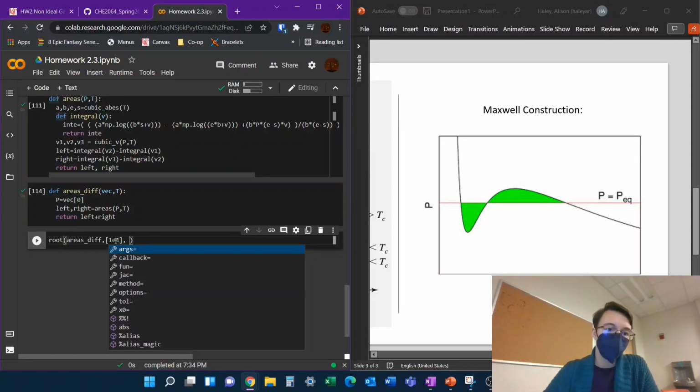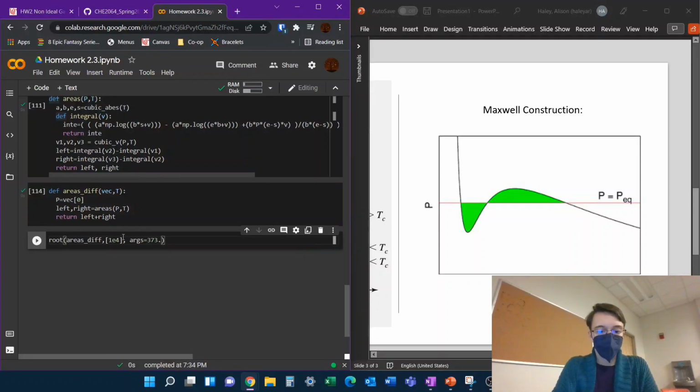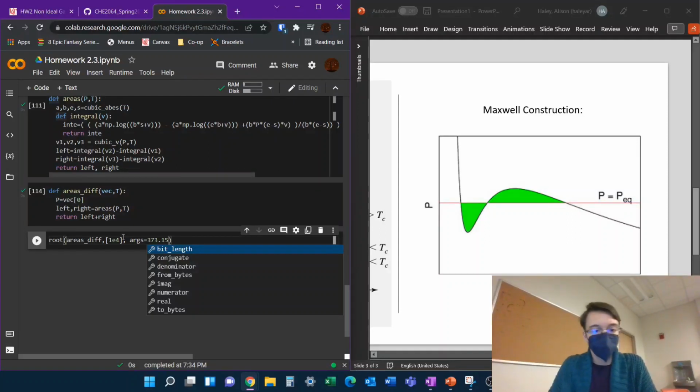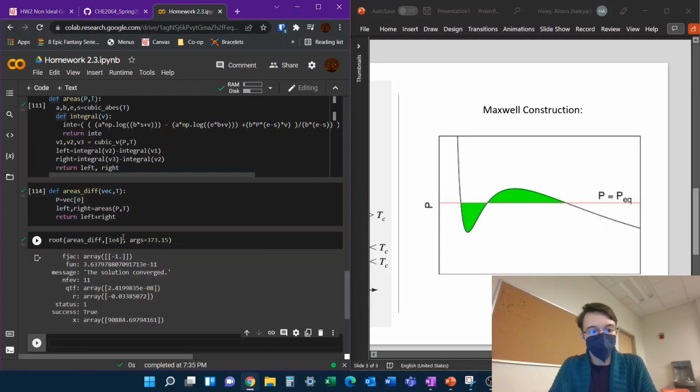And then we also need to input a temperature, but we don't want to put it inside the vector here because that's not what it's iterating through. So we can do that with args. So this will be the additional arguments that the root will input, and so we'll need a temperature. So let's say we put a temperature of 373.15 Kelvin. So let's just try that out, see what happens.